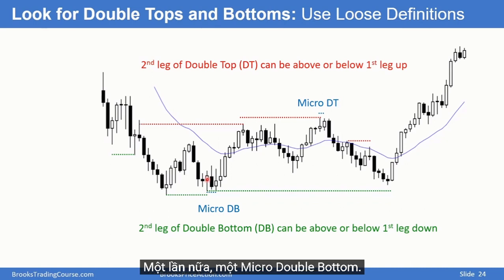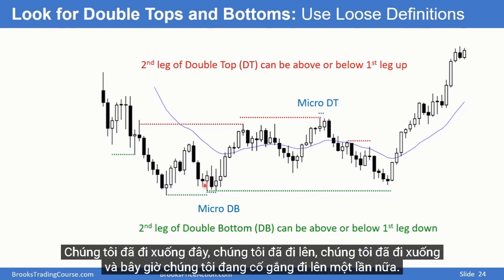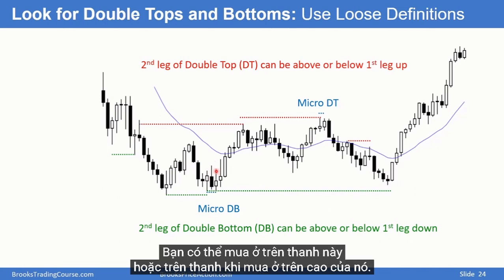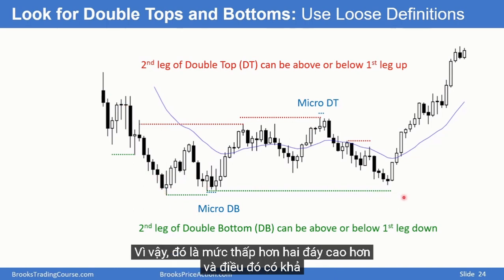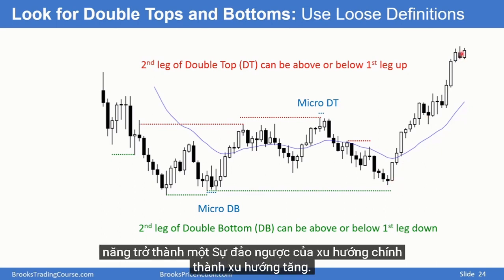And again, a micro double bottom. We went down here, we went up, we went down, and now we're trying to go up again. You could buy above this bar or above a bar buying on its high. Here we have a very big double bottom, and it's a higher low above the bottom of the bear trend. So it's a double bottom, higher low. And that has the possibility of being a major trend reversal into a bull trend.